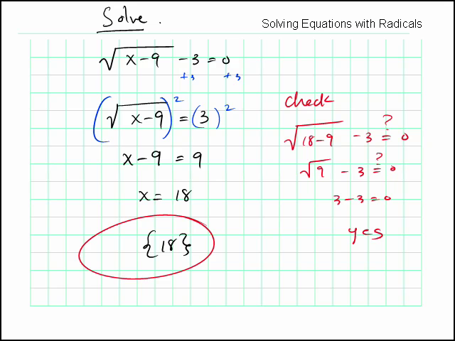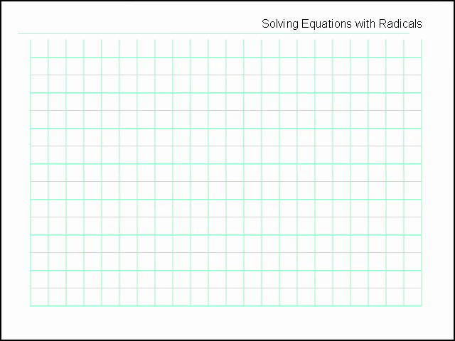Okay, let's try one now that's a little more involved. Solve square root 4 minus x equals x plus 2. The square root is by itself on one side of the equation, so I'm going to go ahead and square both sides. Let's rewrite it too.